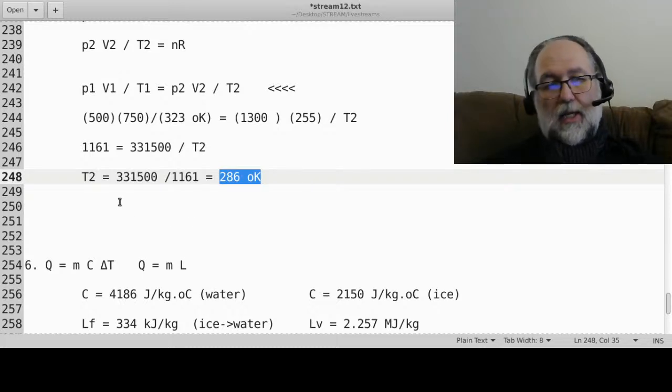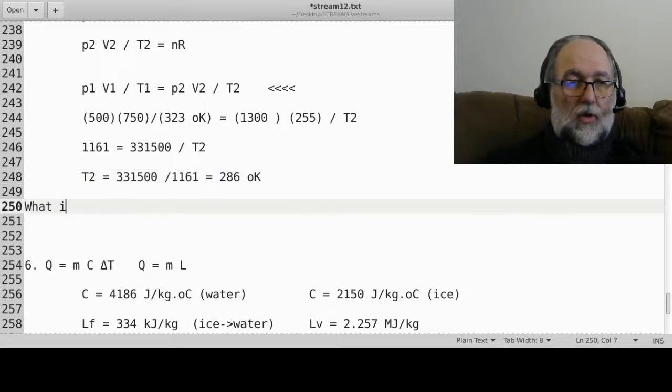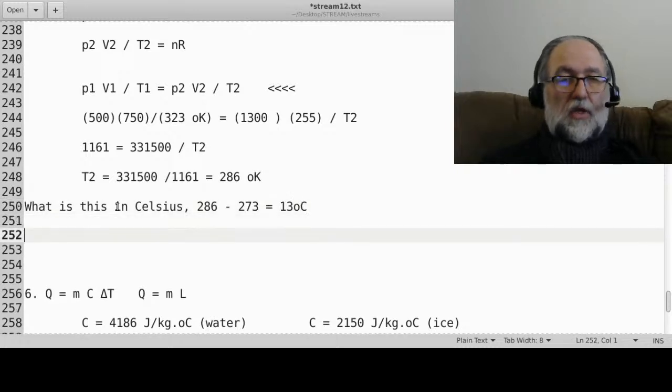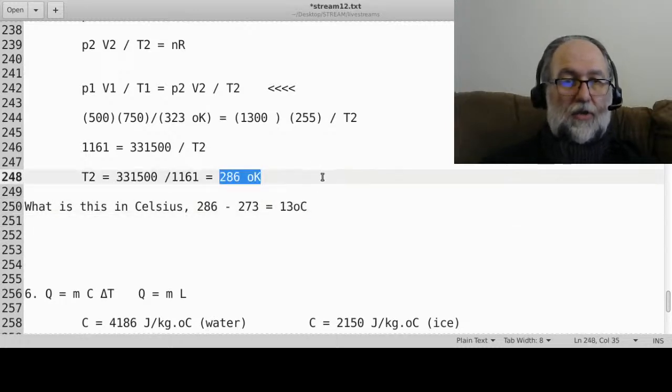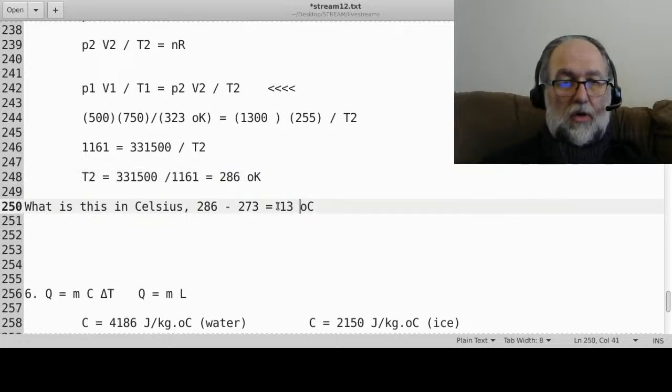But if I wanted this in Celsius, what is this in Celsius? Well, it's going to be 286 minus 273, which equals 13 degrees Celsius. So there's the answer in Celsius. Either 286 degrees Kelvin, or 13 degrees Celsius.